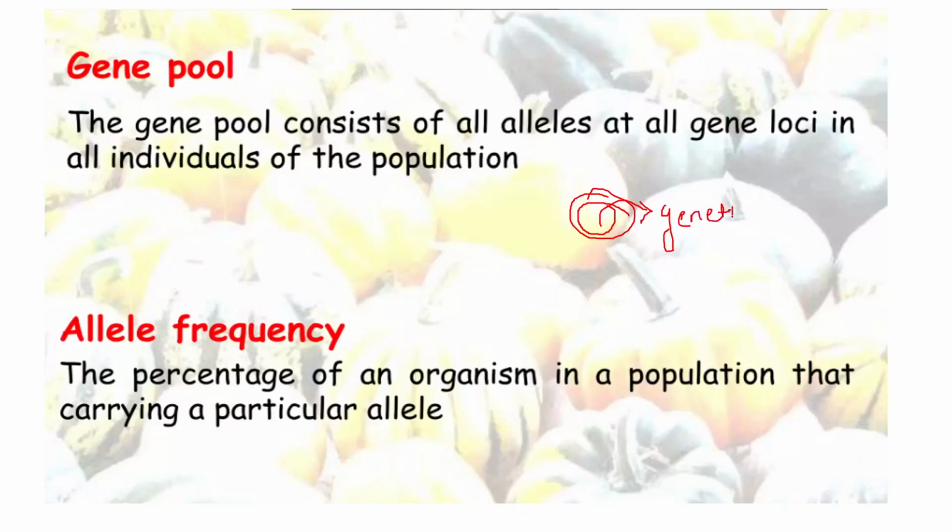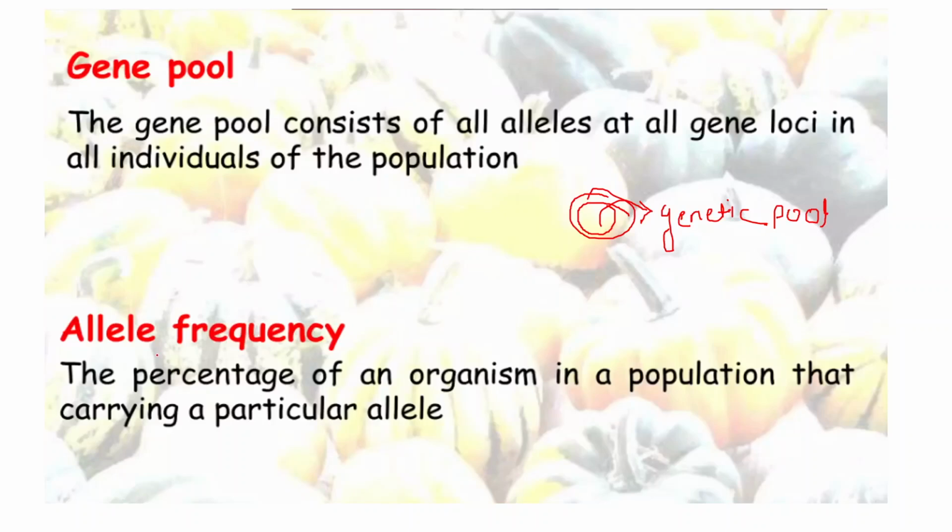Okay, genetic pool or gene pool: this is the complete genetic information of a particular population. Then what is allelic frequency? Allelic frequency is the percentage of organisms in a population that carry a particular allele. So allelic frequency is how much a particular allele is present in the genetic constitution of any individual.